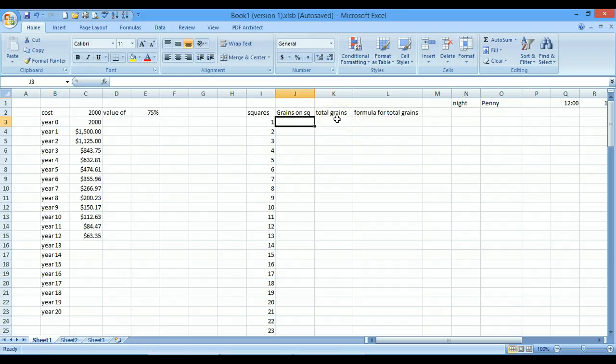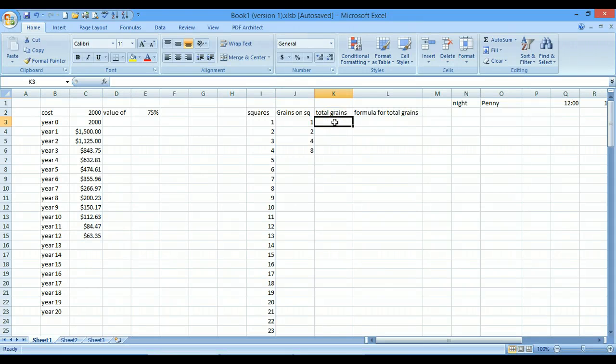Now grains on a square. I know we had the formula on the other page, but we're going to come up with it on our own. The first square has 1 grain. The second square doubles to 2. The second square doubles. 2 doubled is 4. Doubling that is 8, and so on.